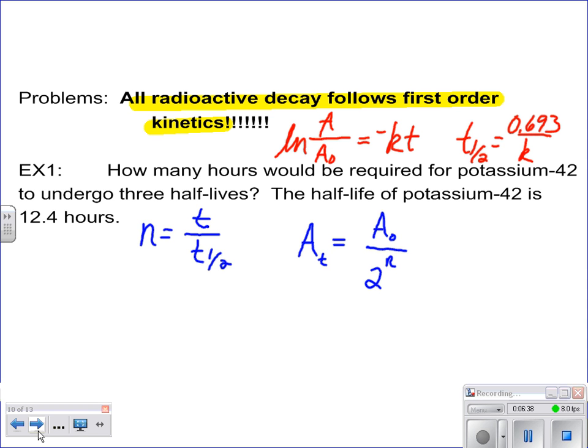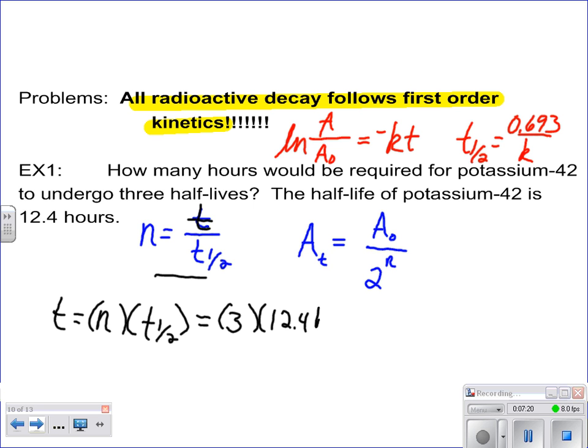And when we go through here, the question is, how many hours would be required, so it sounds like we're looking for time, for potassium-42 to undergo 3 half-lives, and the half-life of potassium-42 is 12.4 hours. So we're looking for time, and we know that we want it to undergo 3 half-lives, and we know what the half-life is. So it looks like we just have to use this one formula. And we can say that T equals N times our half-life. So that's just going to be equal to 3 times our half-life of 12.4 hours, which equals 37.2 hours.